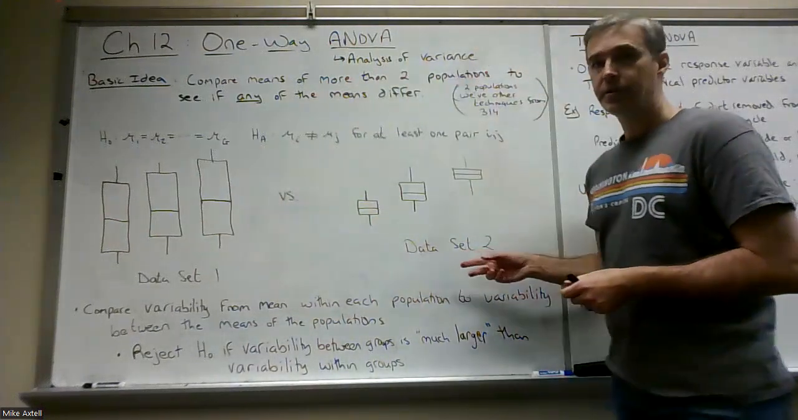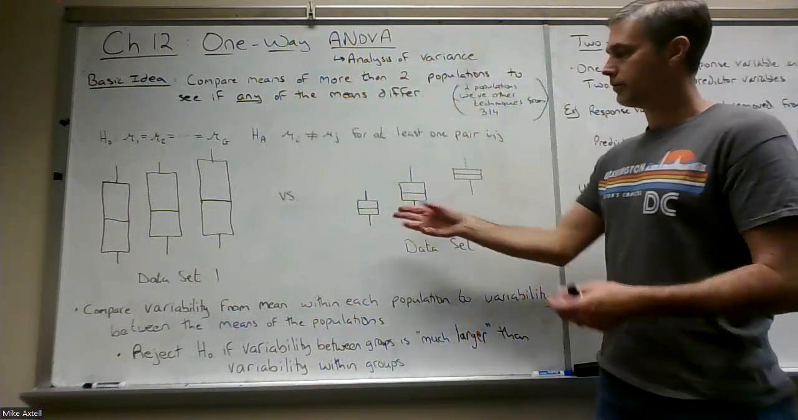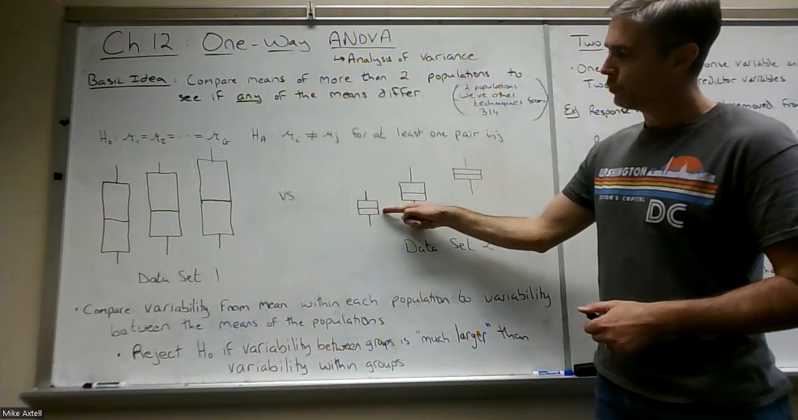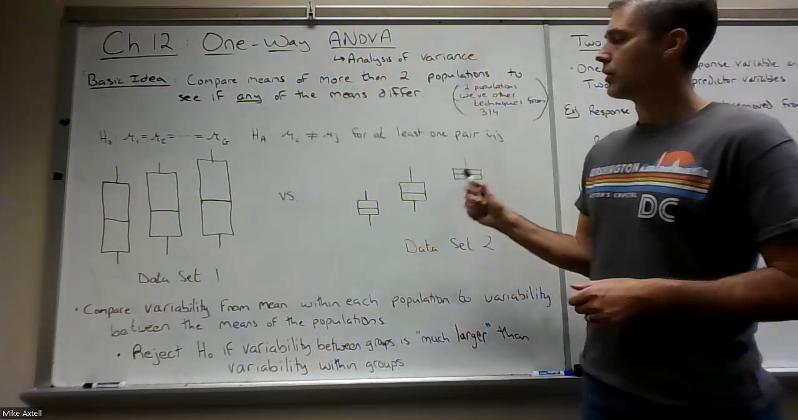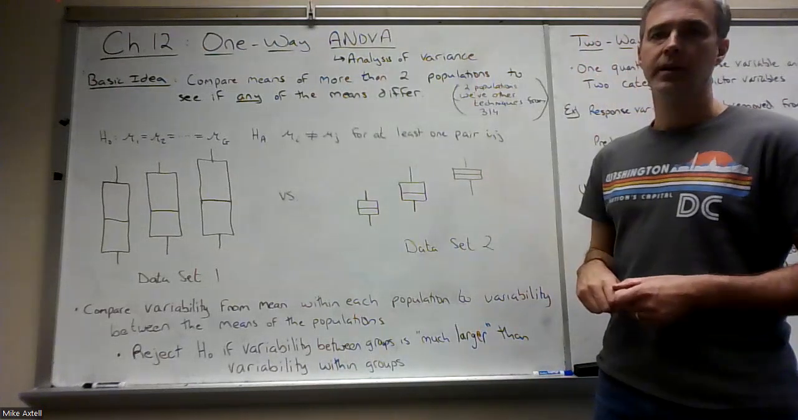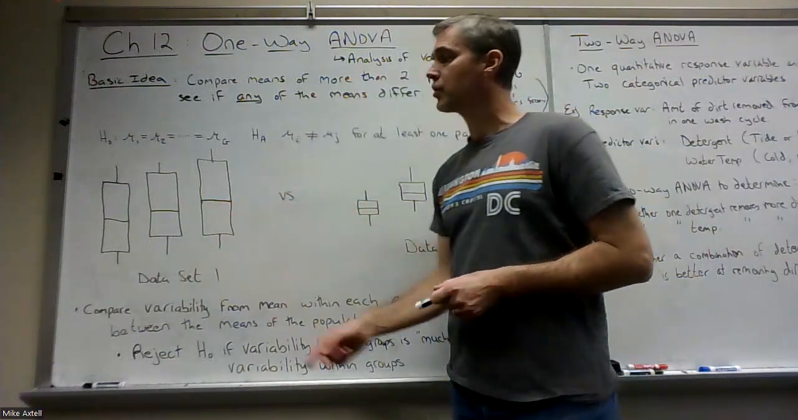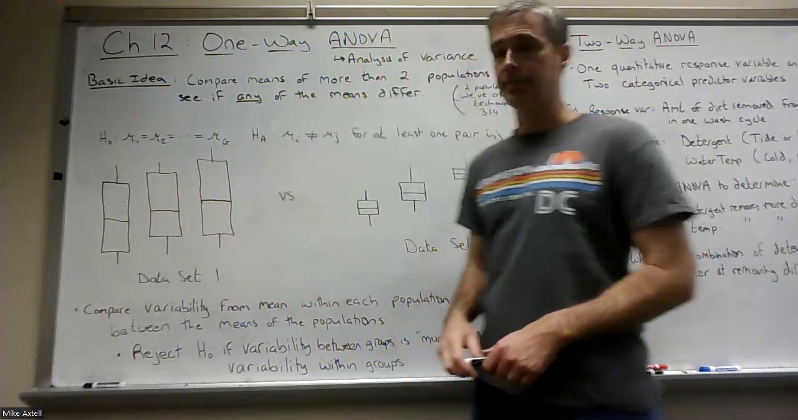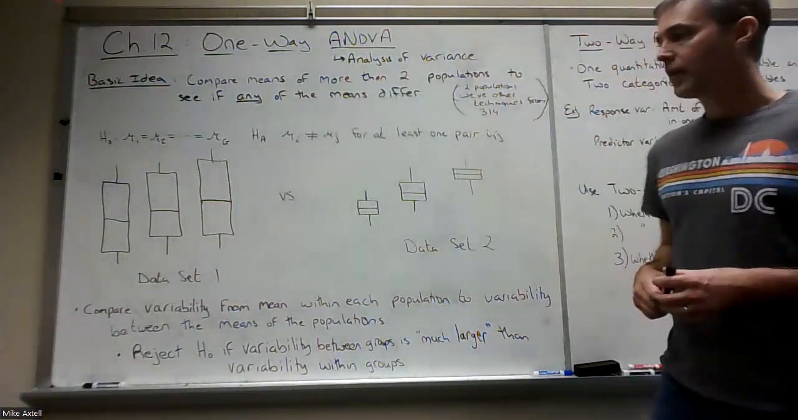Or data set 2 here, same setup: 3 populations, grab a sample from each, make the box plot, means look different, and the variability within each group seems relatively small. So we might be more inclined to believe that this difference in means that the box plots are showing is actually there, versus over here where the difference of means could just be caused by how much variation there is in each population. Okay?